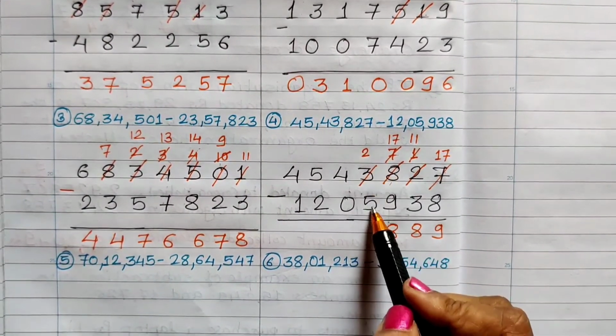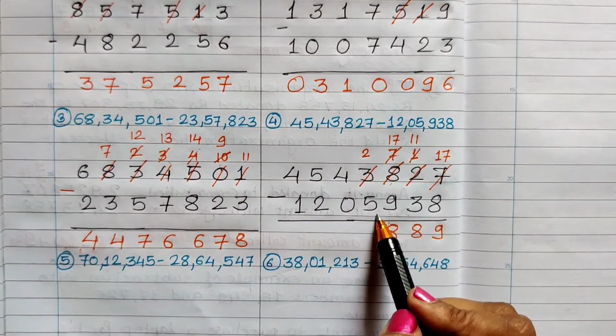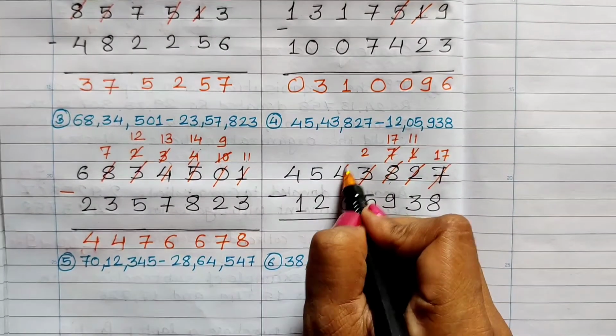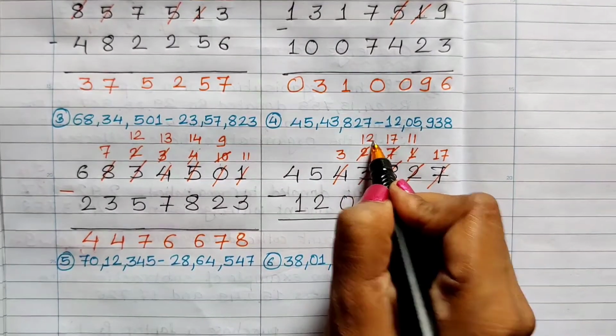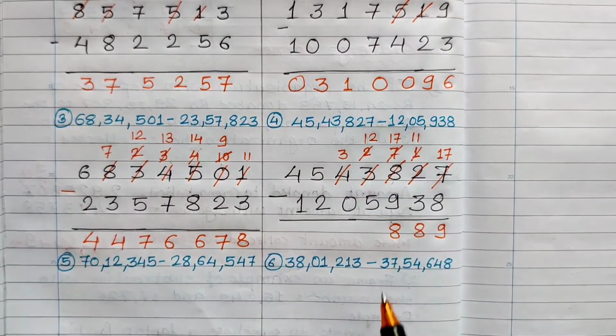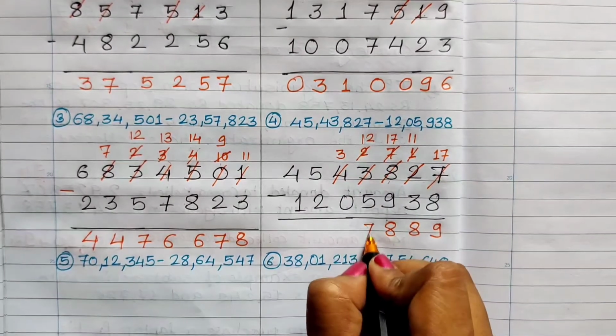Now again 2 minus 5 cannot be done. 2 is smaller, 5 is bigger. So we have to borrow 1 from this 4. 4 becomes 3, 2 becomes 12. Now 12 minus 5 can be done, which is 7.